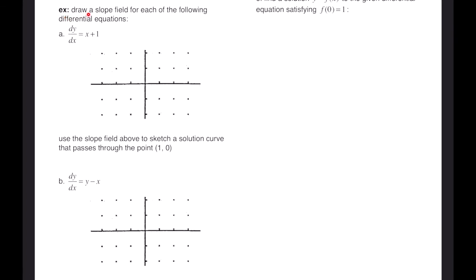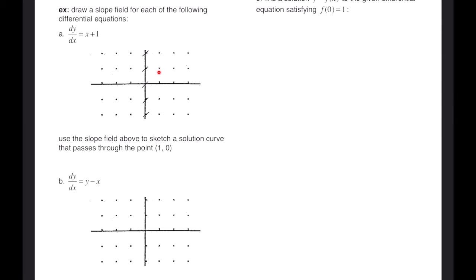This example says draw a slope field for each of the following differential equations. So for part A, we have dy/dx equals x plus 1. Since this differential is only with respect to x, it works out nicely because you can think about this graph in terms of vertical lines. So all along this vertical line, x is equal to 0. So for any of these given points, if you plug in 0 for x, you just get out 1. So all along these points right here, we're going to draw a slope of 1.